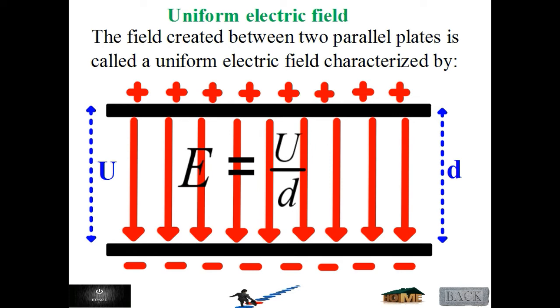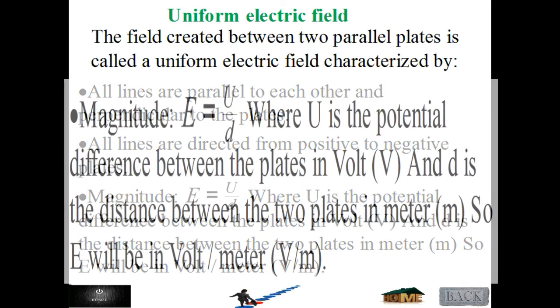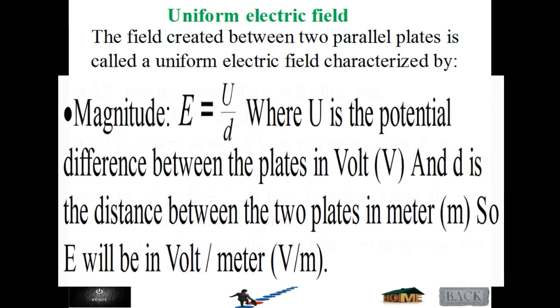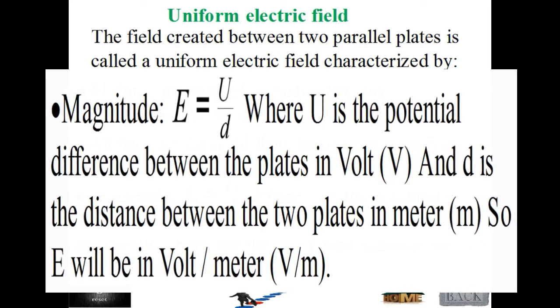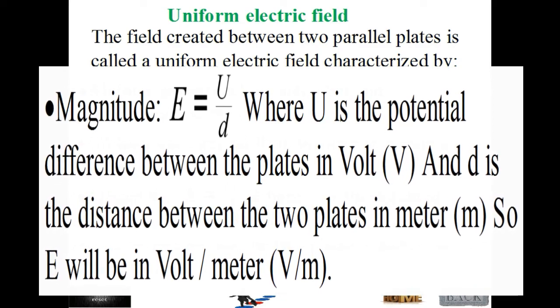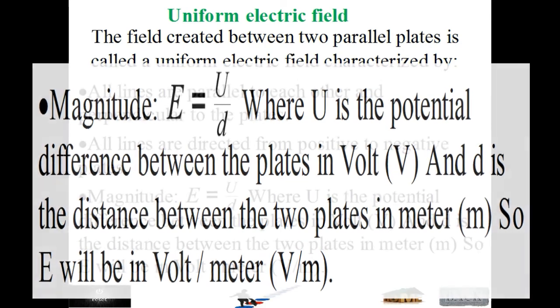So the new rule for the uniform electric field is E equal to U over d, where U is the voltage across the plates expressed in volt and d is the distance between the two plates expressed in meter. Thus, the electric field E is expressed in volt per meter. Thus, the magnitude is equal to U over d, where U is the potential difference or voltage between the plates in volt, and d is the distance between the two plates in meters. So E will be in volt per meter.